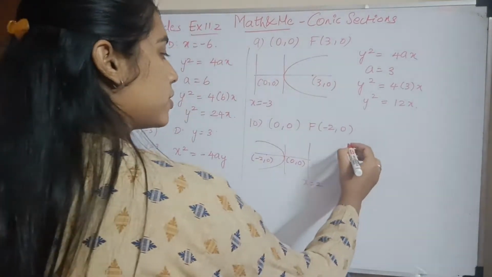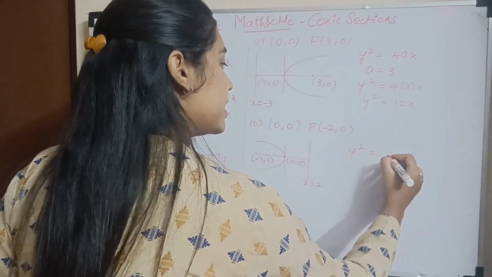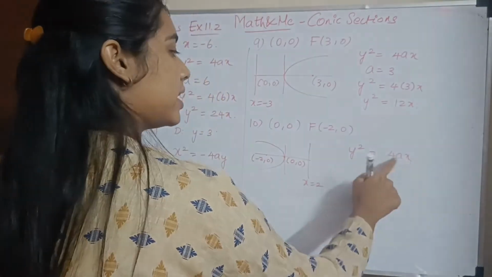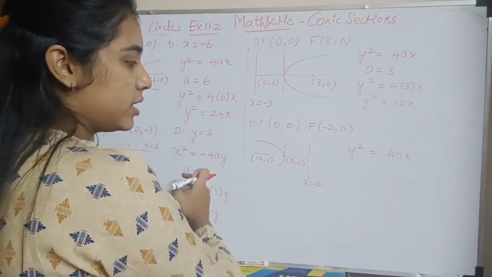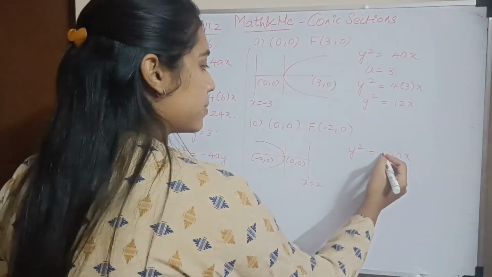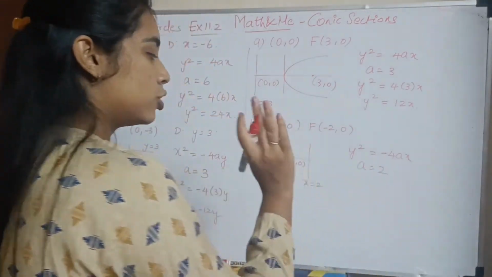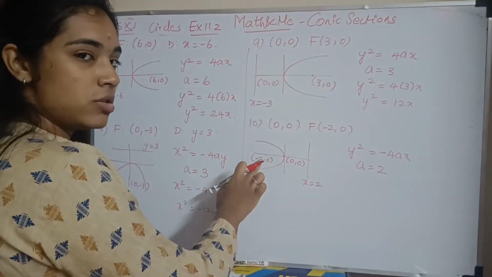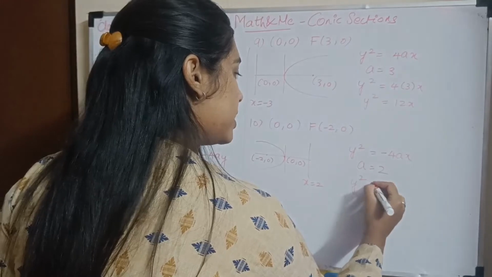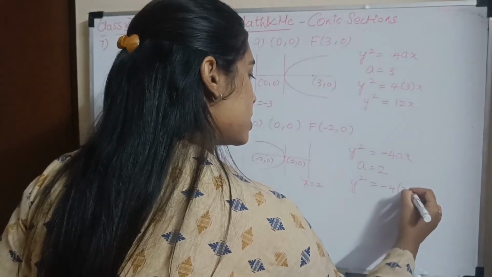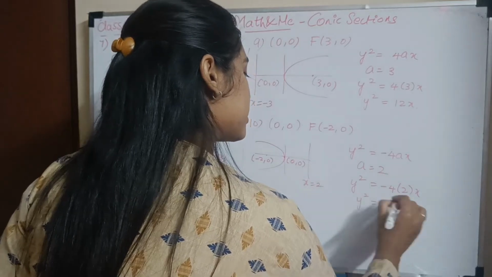So what does your equation look like? It is symmetric about the x-axis. So you have a y square term equals 4ax. And here it is to the left of the y-axis. Correct? So this becomes a minus. So what is your a? Your a is 2. Minus a comma 0, so minus 2 comma 0. So your a is 2. What does your equation look like? y square equals minus 4 times 2 into x. So y square equals minus 8x. Okay.